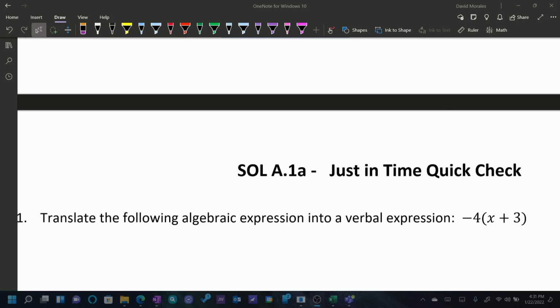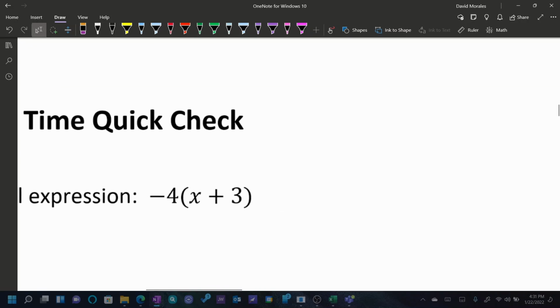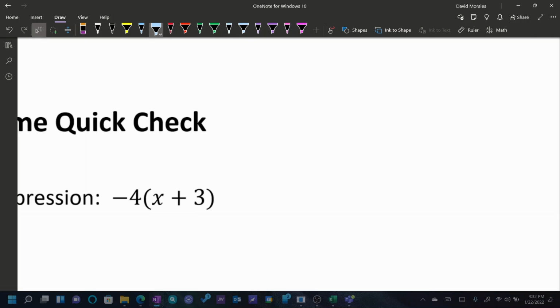Okay, so we're gonna get started with our first problem in SOL 8.1a. Translate the following algebraic expression into a verbal expression. So this is the algebraic expression: -4 times x plus 3. Okay, so there's two things happening here.